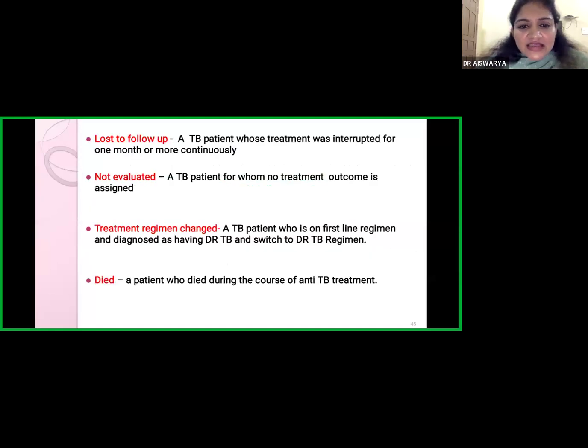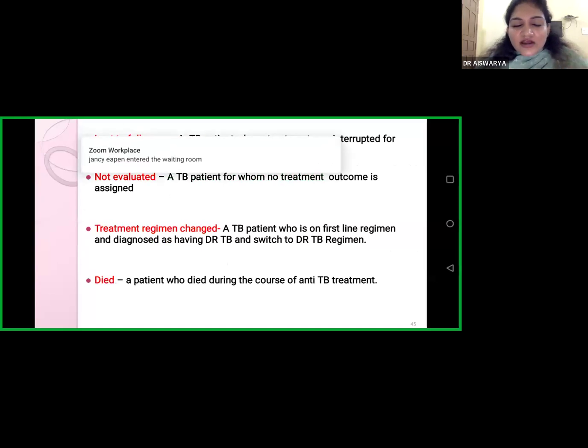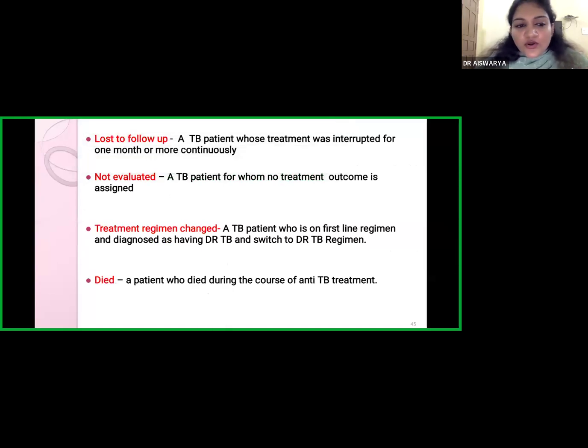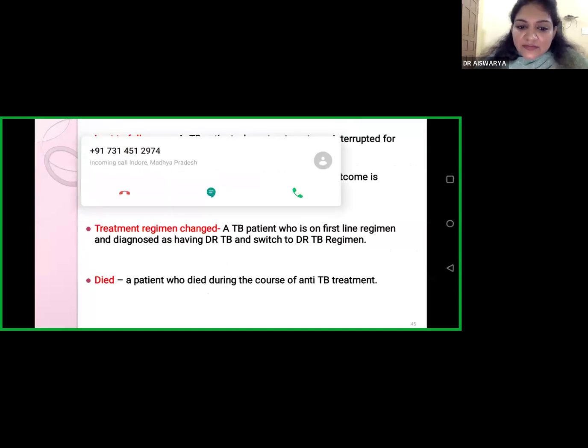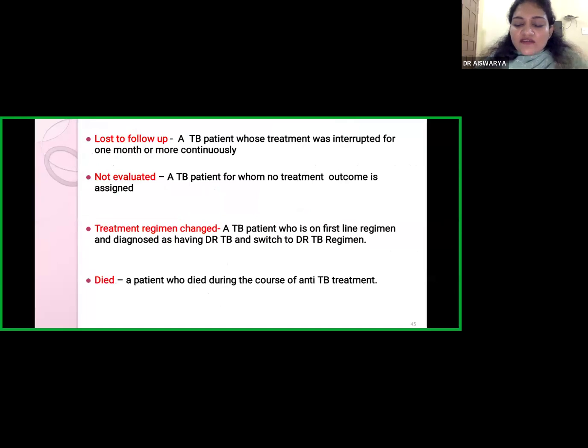Lost to follow-up means any TB patient whose treatment was interrupted for 1 month or more. Not evaluated means the patient's outcome is not evaluated. Such patients are called not evaluated. Treatment regimen changed means any TB patient who is on a first-line regimen and is later diagnosed to have drug-resistant TB and switched to that regimen. Died means any patient who died during the course of ATT. So these are the several outcomes of a TB treatment.